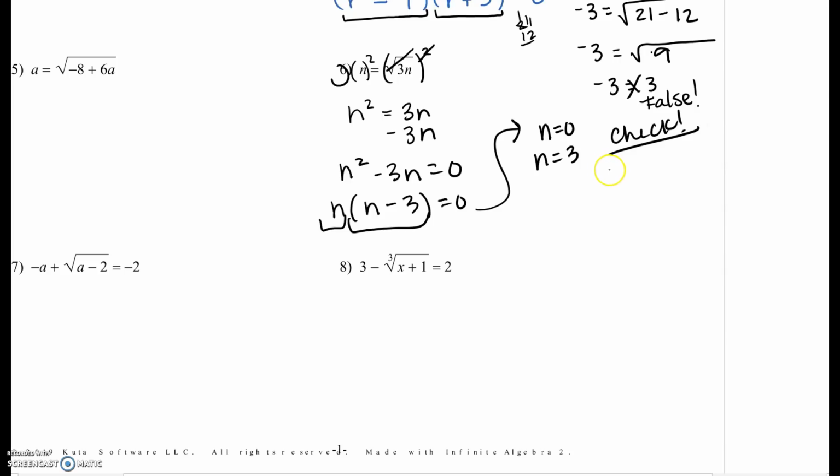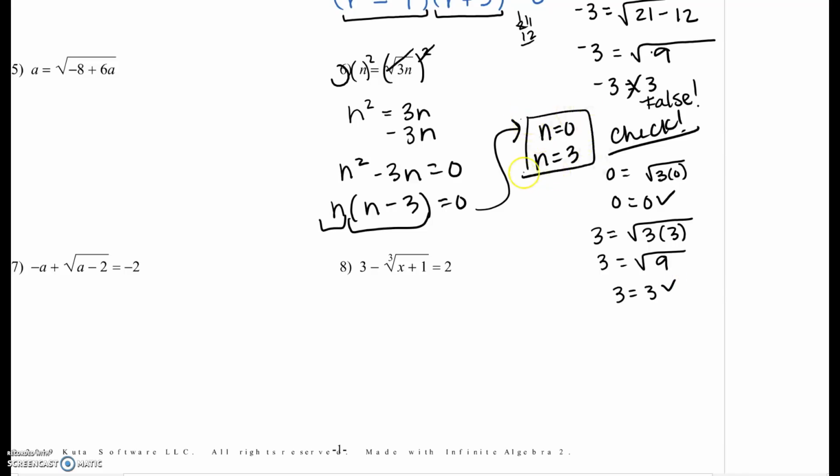If I plug 0 in, I have 0 equals the square root of 3 times 0. 0 equals 0, so that works. If I plug 3 in, I have 3 equals the square root of 3 times 3. So 3 equals the square root of 9. So 3 equals 3, and so both of these work. Your answer will include n equals 0 and n equals 3.